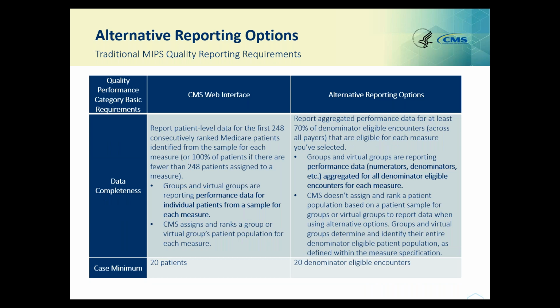As a continuation of the information from the previous slide, this slide outlines additional differences between the CMS Web Interface requirements and alternative option requirements. For example, the data completeness criteria under the CMS Web Interface requires the reporting of patient-level data for the first 248 consecutively ranked Medicare patients identified from a sample for each measure, whereas the data completeness criteria for the alternative reporting options requires reporting of aggregated performance data for at least 70% of denominator-eligible encounters across all payers that are eligible for each measure selected. Next slide, please.